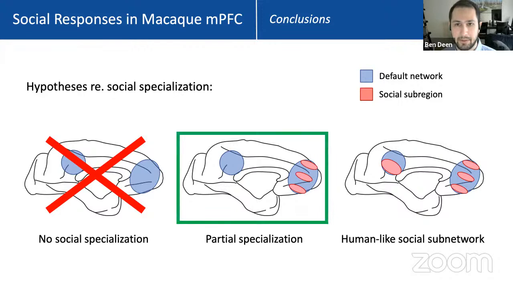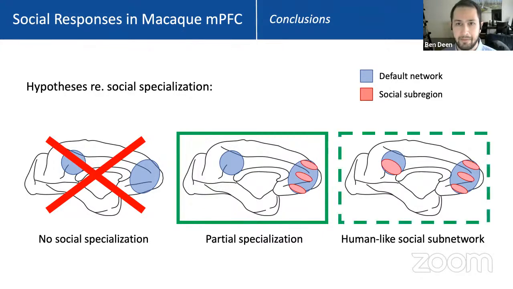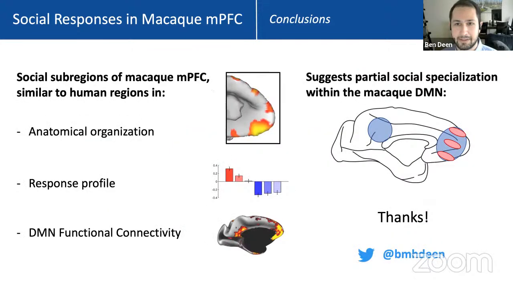They're most consistent with a hypothesis of partial specialization, in that we only find this within MPFC, not in other parts of the default mode network, and we don't see evidence for distinct subnetworks of the default mode network throughout association cortex. That being said, we can't rule out the possibility of a fully human-like default or social subnetwork of the DMN. It's possible that we might find this with something like a more active social interaction or social cognition task, or with more sensitive methods like electrophysiology. All right, thanks for listening, and I'm happy to take questions.